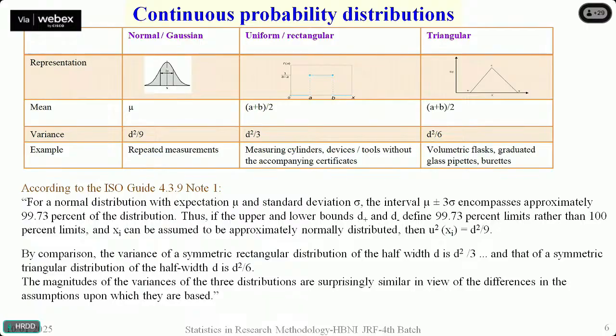Are you getting echo? Echo आ रहा है क्या आप लोगों को? Echo हो रहा है क्या? थोड़ा सा आवाज कम कर लीजिए. थोड़ा सा कम कर लीजिए.